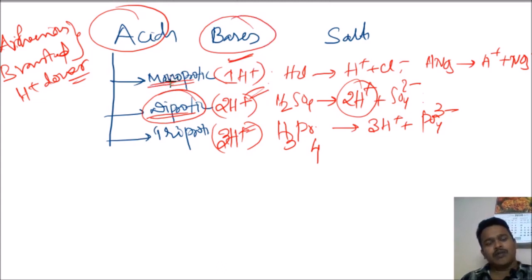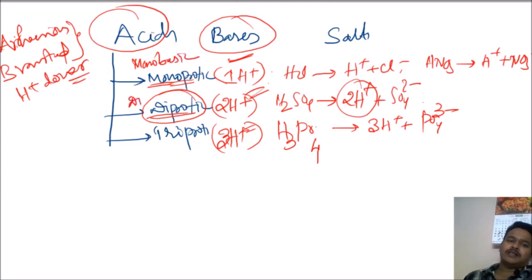Monoprotic acid, diprotic acid, triprotic acid. Another term is monobasic acid, which is monoprotic; this is dibasic acid, and this is tribasic acid.